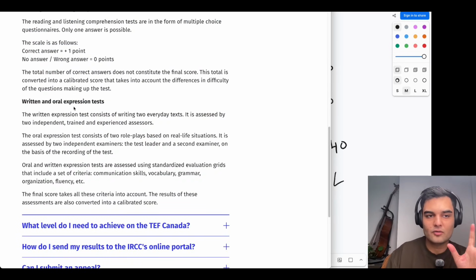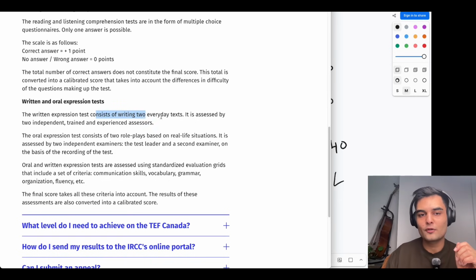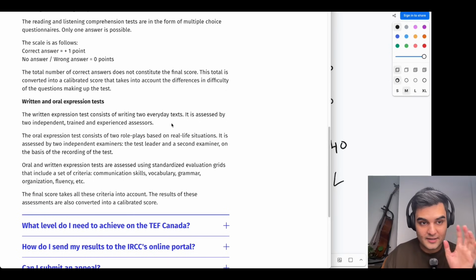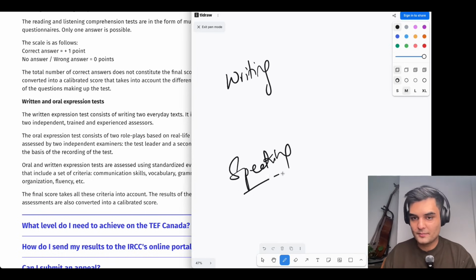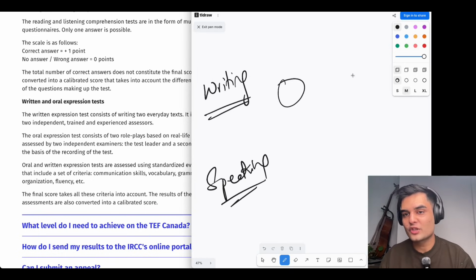So let's first understand writing and oral expression. Writing expression consists of two tasks. It is assessed by two independent, trained and experienced assessors. Over here, I'll tell you one thing. When we talk about the writing exam and speaking exam, now these are speculations, but for writing and speaking, there are two checkings that happen.